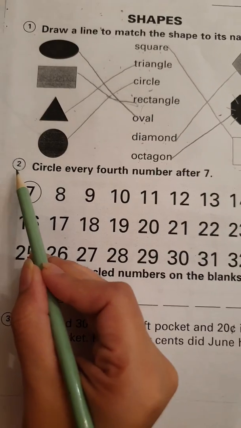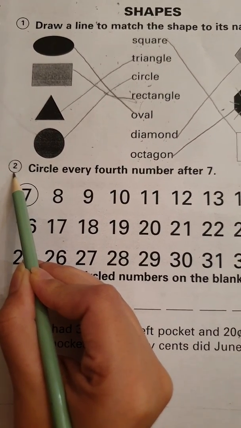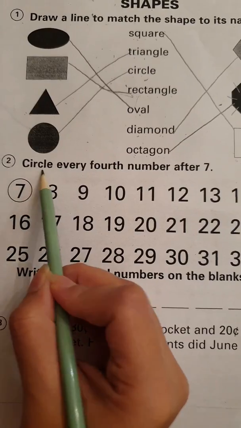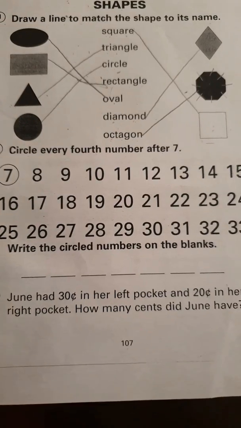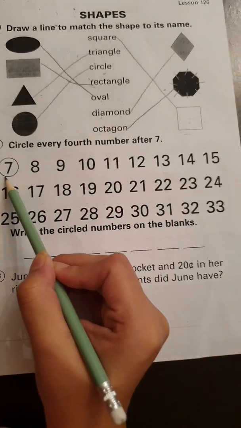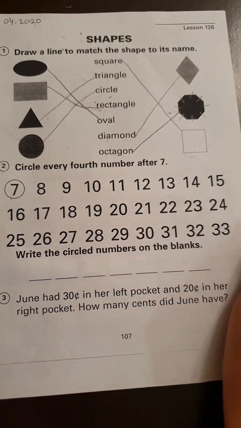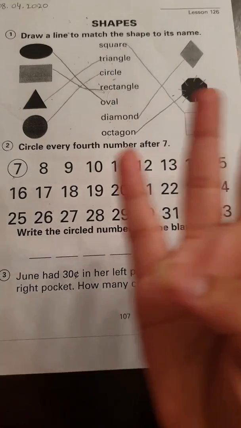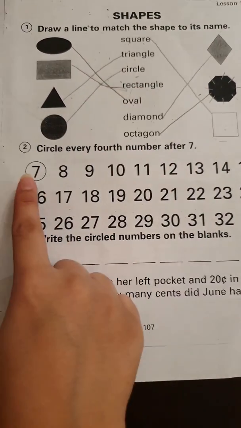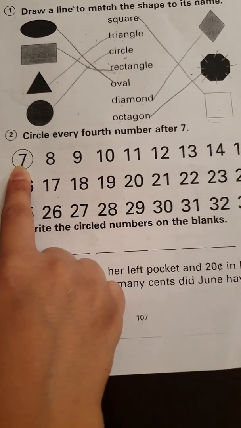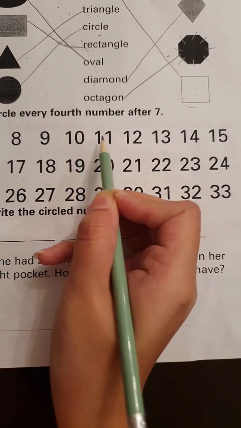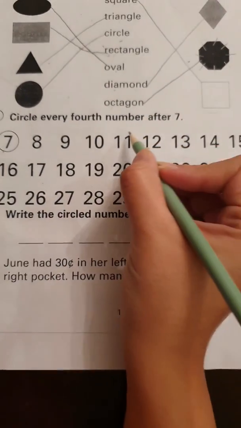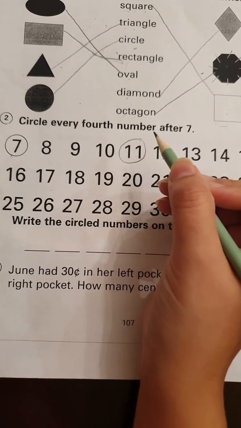Okay, now let's move to the second part. Put your finger on number 2 and let's read the instructions. It says circle every 4th number after 7. So they have given us these numbers and they have started from 7. We have to circle every 4th number. What does that mean? We have to skip count by 4 after 7. So let's see. 7 is over here and now we're going to skip count by 4. So 1, 2, 3 and 4. Where do we land? We land on 11. So this is the 4th number.